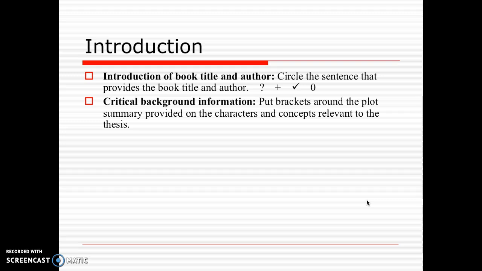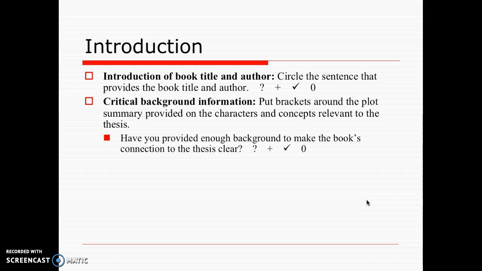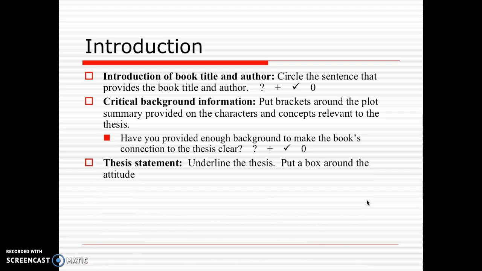Second thing you want to do is take a look at the critical background information that you've provided. You know, this is the plot summary and the information about the characters that all kind of tie into the concepts that show up in your thesis statement. So first of all, ask yourself, have you provided enough background to make the book's connection to the thesis clear? If you're not sure about it, put a question mark by it. If you think you have and it's as good as you can make it, put a plus by it. If you have done it, but you see ways that you could make it better, then put a check by it. And if you haven't provided that at all, put a 0 by it, and then again, make a little note to self, what is it that you're missing?